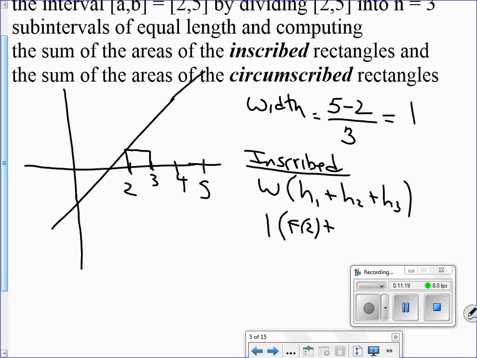Whose y coordinate do you want to be the height of the second rectangle? The 3, because you see how the f of 3 is the smallest y? So f of 3 will be the height of the second rectangle. And what about our last rectangle? Whose y coordinate do we want? 4. It's going to be f of 4.